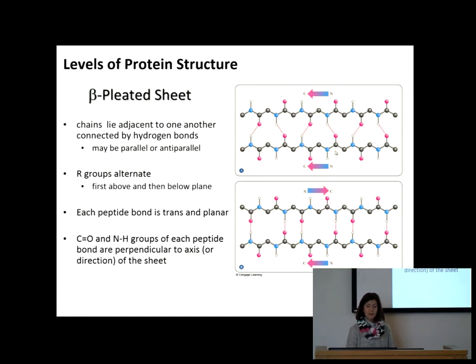Now, there's a couple interesting things. This hydrogen bonding, we say, is perpendicular to the axis. So here, if you look at this way, the sheet is moving this way, right? But the hydrogen bonding is this way. So it's perpendicular to the axis of the sheet.